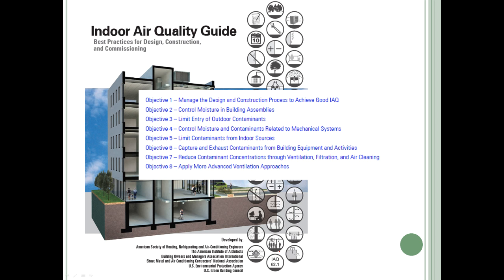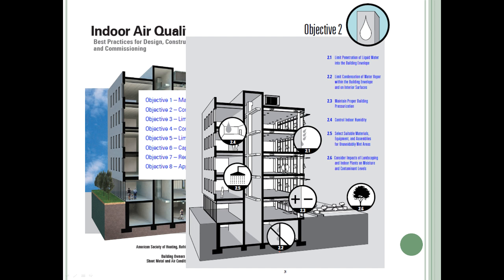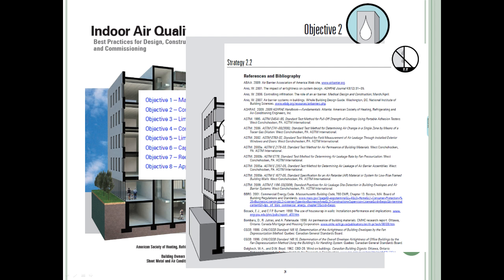And then you can take a look at limiting entry, controlling moisture in building assemblies, objective 2, and then those objectives are broken down into subtasks. And you can find your issue or look for identification of your issue and try to solve that to improve the air quality within your building. And so again, a pretty thorough document. And if the 700 pages isn't enough for you, each strategy or each subtopic is then broken down and has all the references. So a pretty decent, solid reference for dealing with indoor air quality issues.